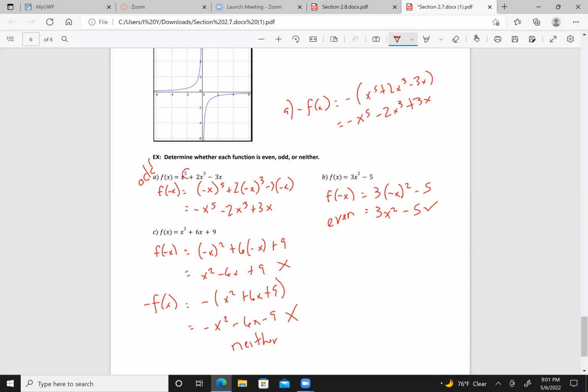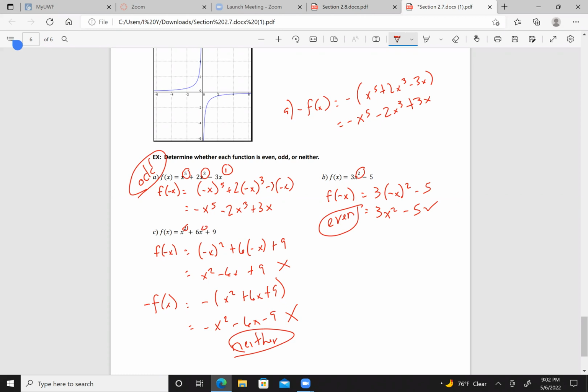Now, there's a trick to this. Note the exponents. We have 5, 3, and understood 1. They're odd. All of the exponents are odd, so the function is odd. Note the exponents. Even. Note the exponents. Both. Neither.